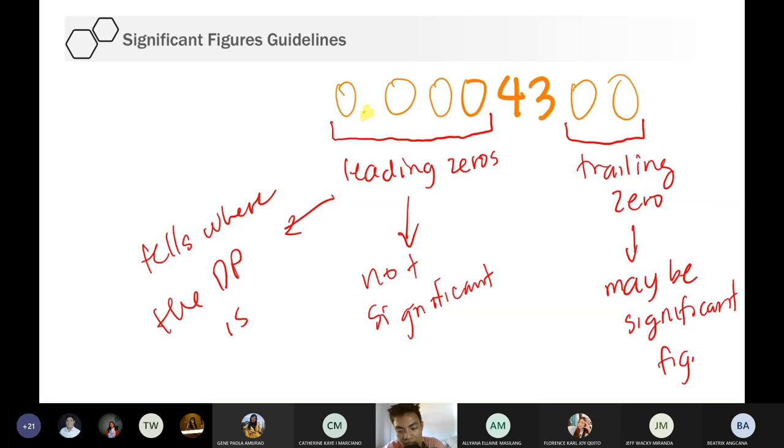What if you do not have any decimal point in your number, yet you have a trailing zero? For such cases, that's rule number 5. That's the ambiguity case. Okay, so we'll go to that later on. Again, this is the summary of rules 3 and 4. Leading zeros are not always significant. Trailing zeros are significant provided that there is a decimal point in your number, regardless of its position in your number.